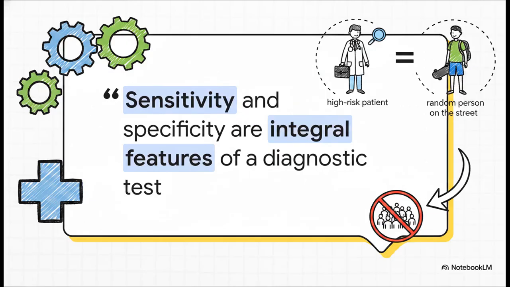As this quote perfectly highlights, the true beauty of these metrics is that sensitivity and specificity are completely immune to the prevalence trap. They are fixed, integral features. A test that is 90% sensitive is going to be 90% sensitive, whether you're evaluating a high-risk patient in the ICU or a random person walking down the street.